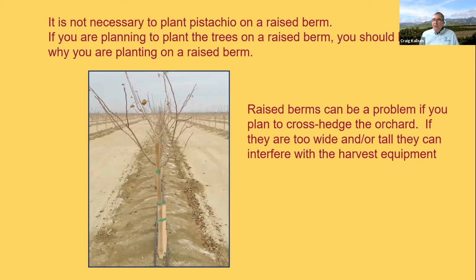And it's not necessary to plant pistachio on a raised berm. It seems like almost every orchard I see is on a raised berm. But if you're planting on a raised berm, you should know why you're doing it. There's probably some good reasons to do it, having to do with drainage and whatnot. But again, the raised berms can be a real problem if you're cross hedging, and can even interfere with the shaking of the tree if they're exceptionally wide.